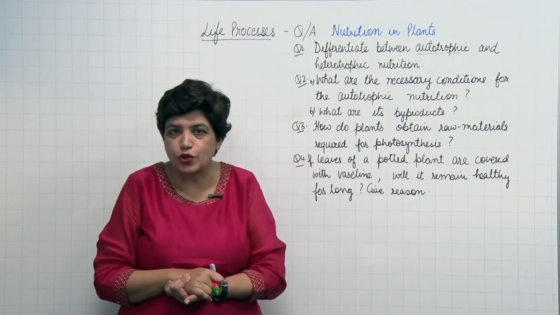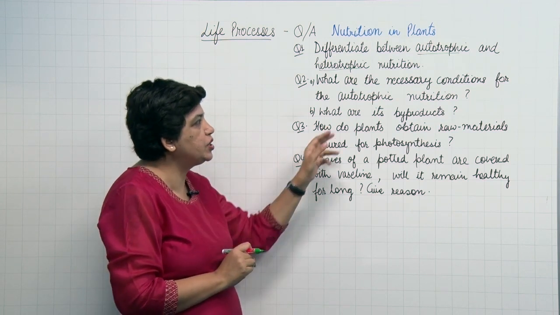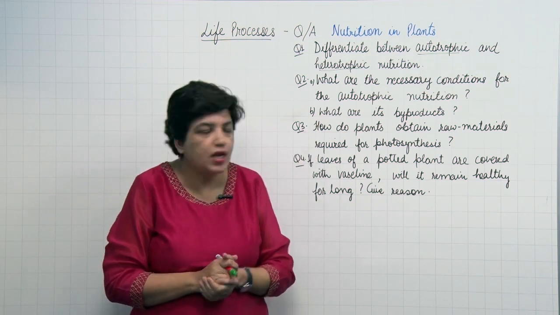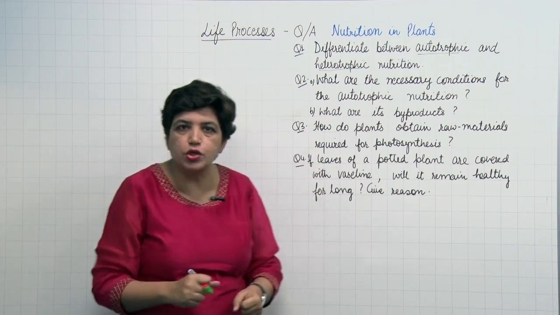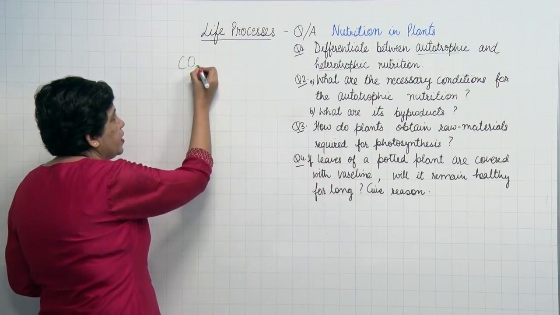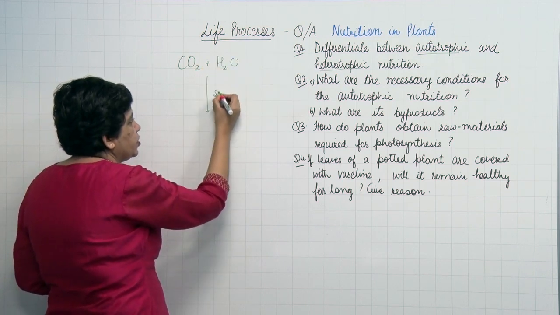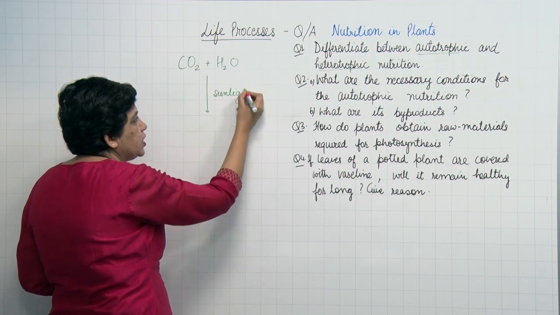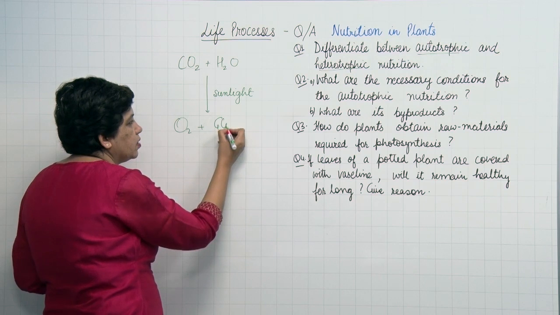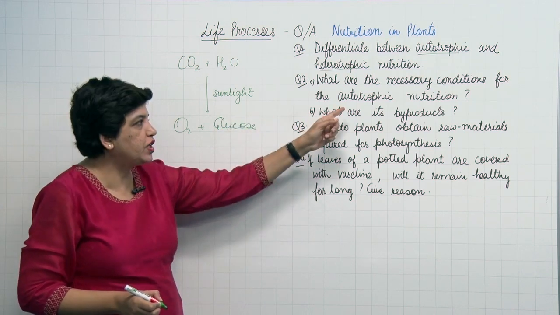We are heterotrophs. Question number 2. What are the necessary conditions for the autotrophic nutrition and what are the byproducts? So for this question, you can also give the equation for photosynthesis. That is, they use carbon dioxide and water and utilize the sunlight or the solar energy, and the products formed are oxygen and glucose.